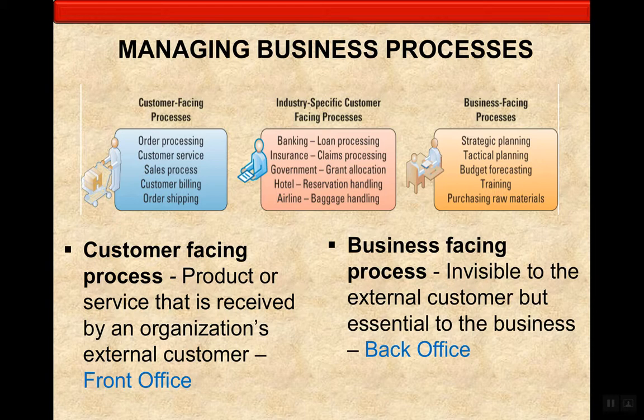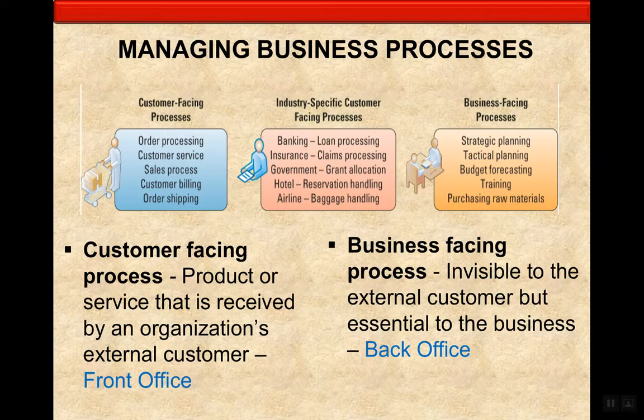So we have a couple of different types of business processes. We have ones that are customer facing, an engagement with a customer in some fashion, either for the requesting of goods or through dialogue or engagement with customers. Product and service are received by a customer. And then business facing processes. You don't see them, but they're essential to the operation. So you see a lot of stuff that happens behind the scenes.